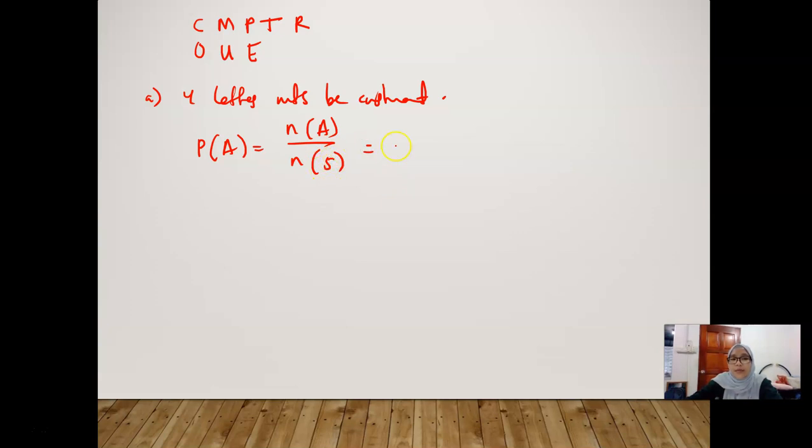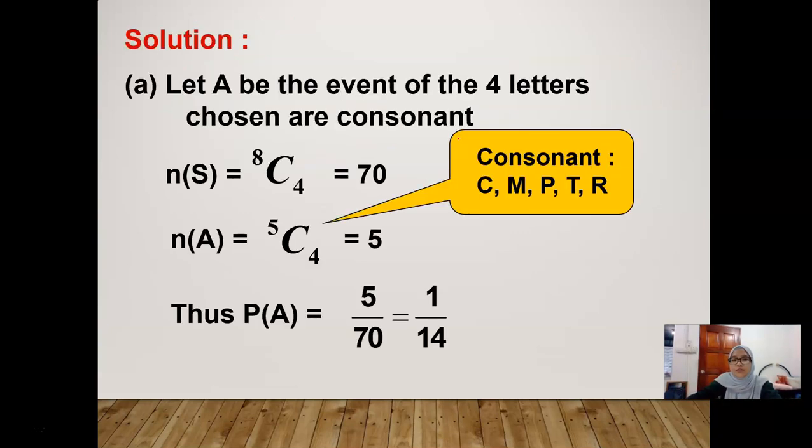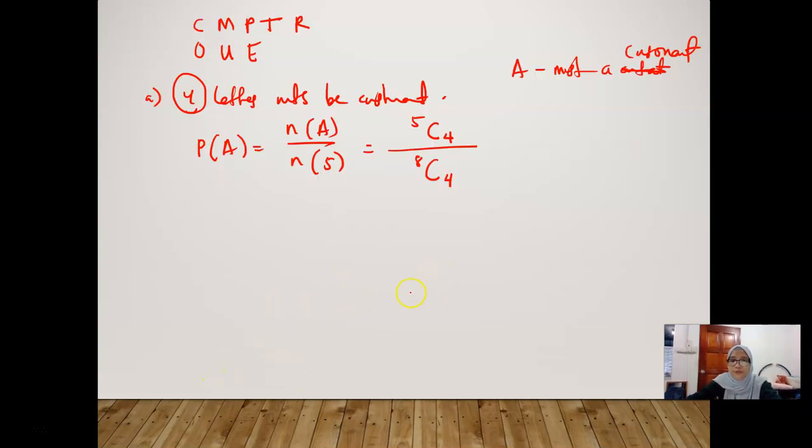In this case, my S is, since I want to choose 4 and there is no repetition, the number of sample space will be 8 choose 4. This is the total. And then my A, in this case, must be a consonant. Is that the right spelling? Consonant. I have only 5 different consonants here. So 5C4 over 8 choose 4. This one. Then you can have that probability.